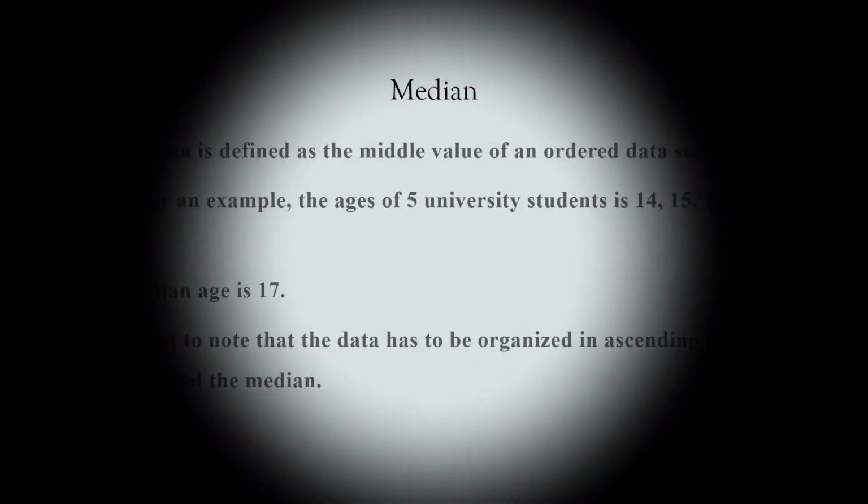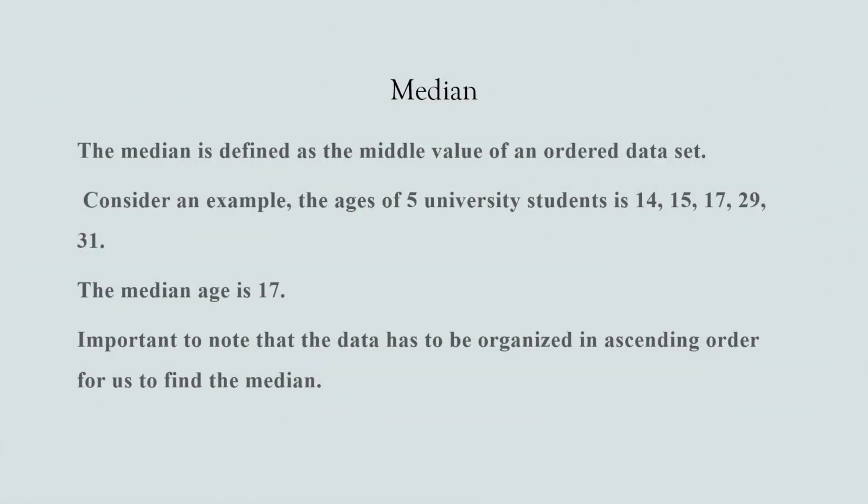Next up is the median. The median is defined as the middle value of an ordered data set. Consider an example. The ages of 5 university students are 14, 15, 17, 29, 31. The median age is 17. Important to note that the data has to be organized in ascending order for us to find the median.